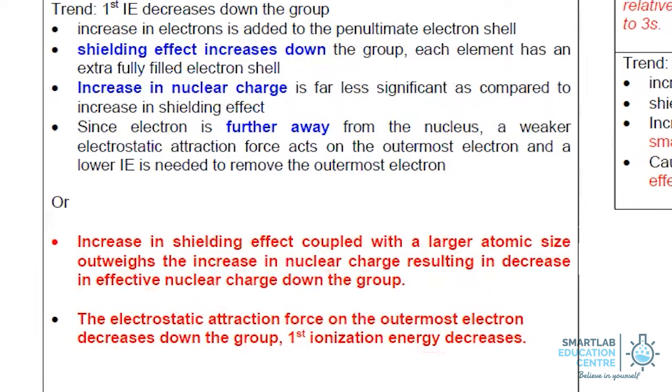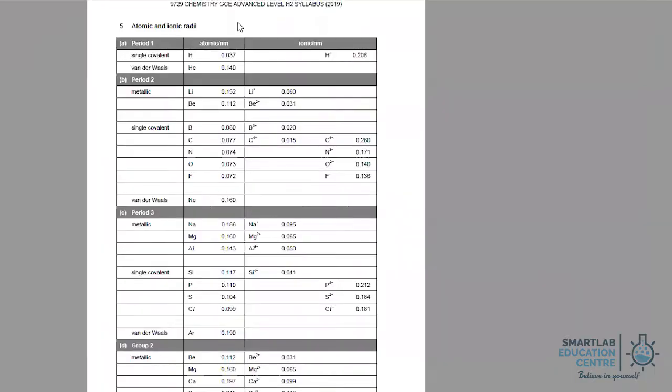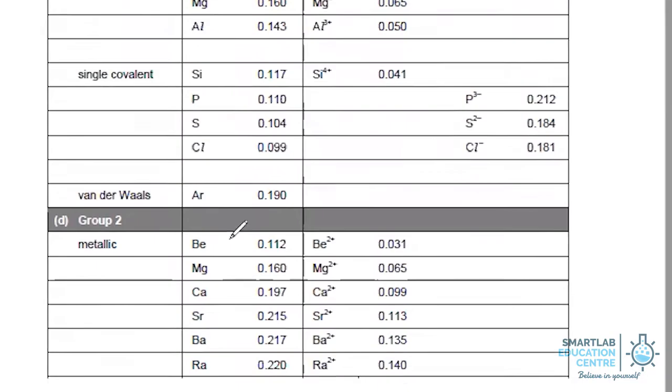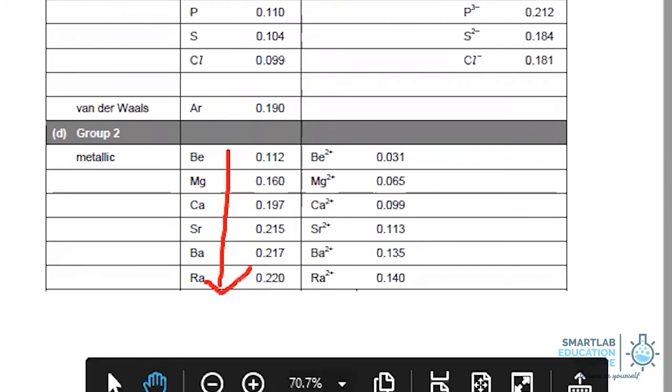It is also good at this stage to remind you that if you forget the size of the atom, how it changes down the group, you can always take a look at the data booklet. You can see down here, we have it lined up in terms of the period. So you can see as you go across the period, the size decreases. If you go down the group, the size increases.